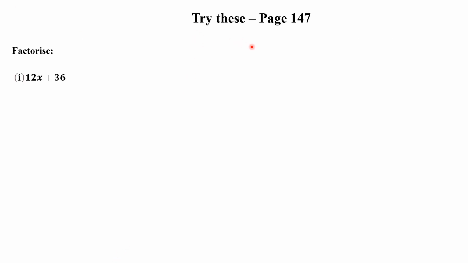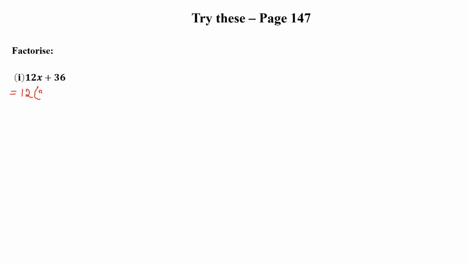Now I'm going to solve the try these questions given on page 147. The question says you have to factorize. So the first expression is 12x plus 36. If you can see here, this 36 comes in the 12 table. So I can say the highest common factor of 12 and 36 is 12 only. So I can take 12 as common, and variable x is present only in the first term. So the variable is not common.